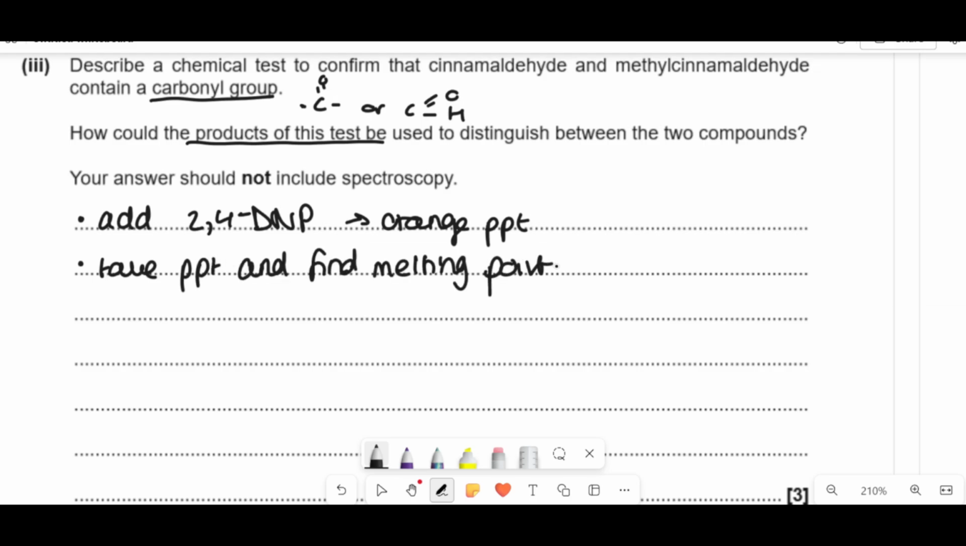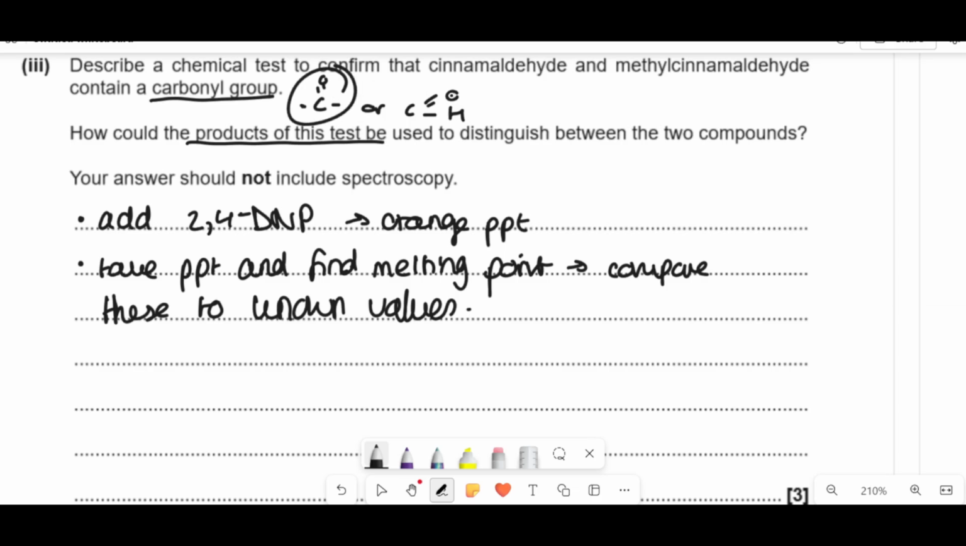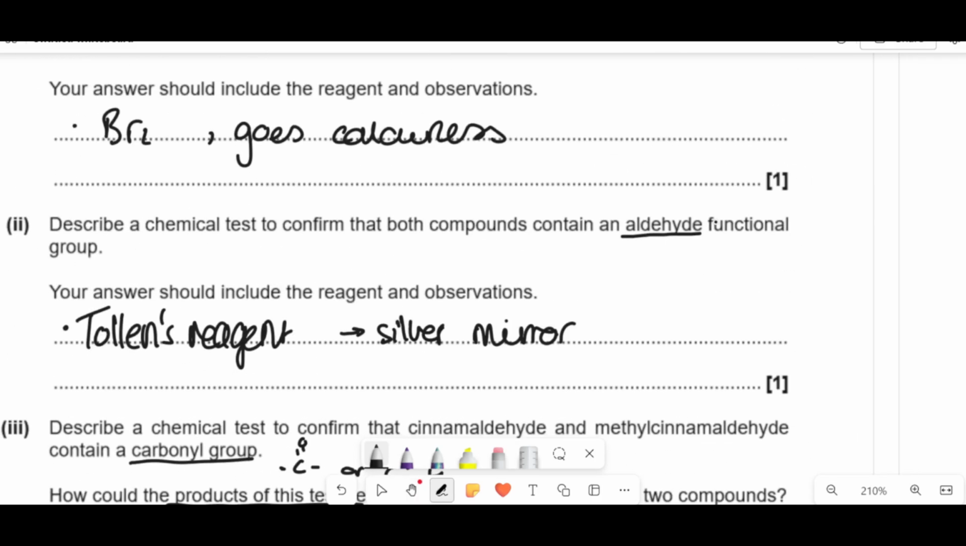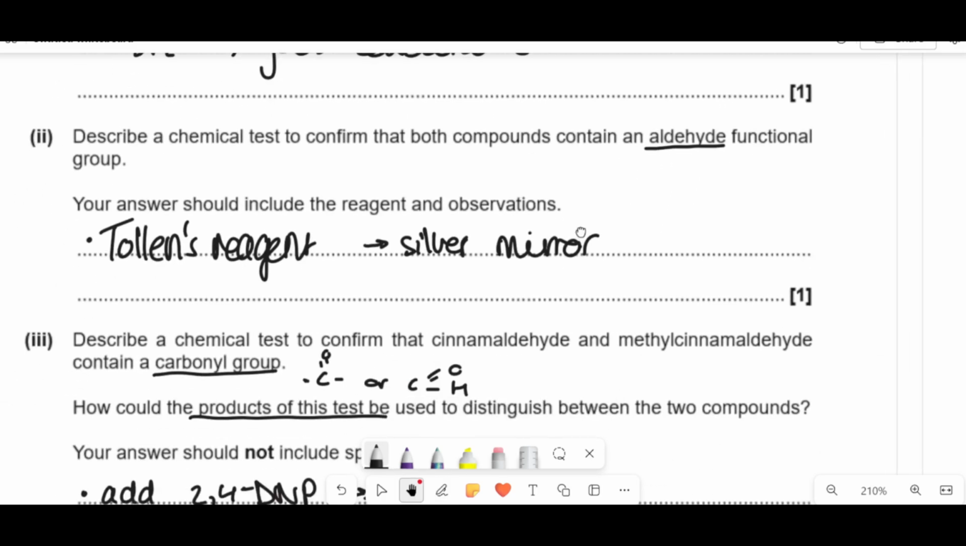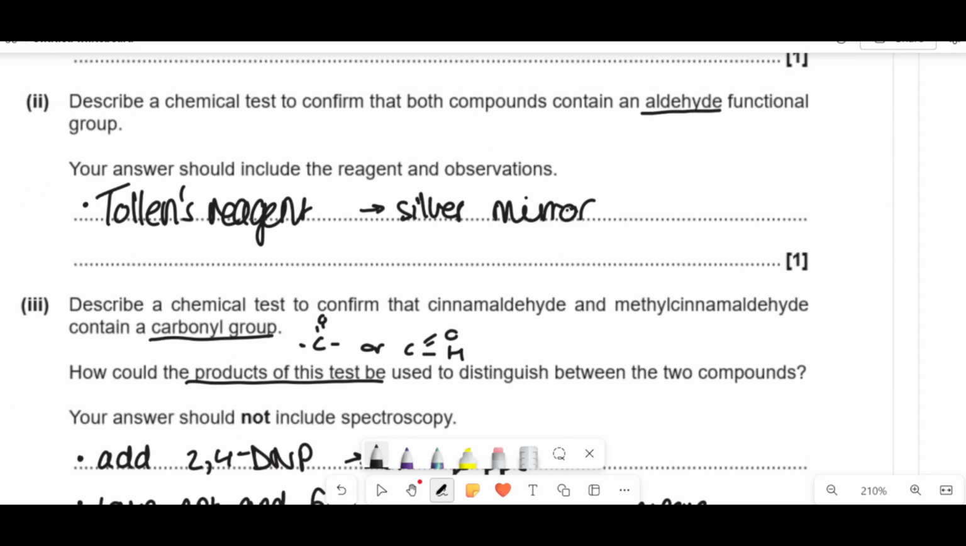And then what you do is you compare these melting points to known values, like so. You've got to really be careful to read the question here because it's saying carbonyl group, and then what you can do to take the product of this test. If I want to test for carbonyl, that includes ketones and aldehydes, whereas the question before was only talking about aldehydes. So you can't use, like, 2,4-DNP, which would give you a precipitate for both aldehydes and ketones, but here they only want aldehyde, and the only one that would do that is Tollens.